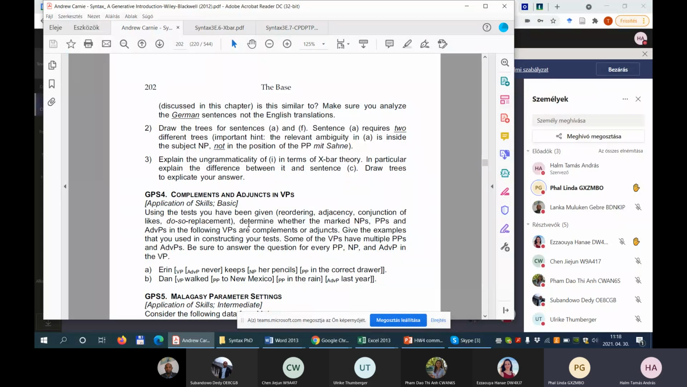Yeah, actually, I tend to agree with Linda's argument that you can actually move last year to the very front. So you can say something like, Dan walked last year to New Mexico in the rain. I think that's grammatical, maybe not the most natural.